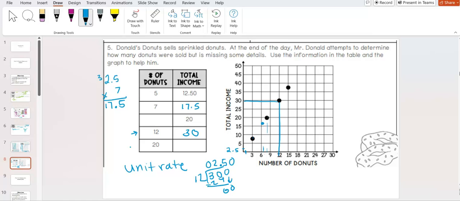Then let's go up to 20. Well, I could also, if I wanted to, keep multiplying by 2.5. But another thing I could do is say, well, how do I turn a 5 into a 20? 5 times 4 is 20. So let's do 12.50 times 4, and that will get me my answer here. So let's see, 12.50 times 4. That's going to be $50.